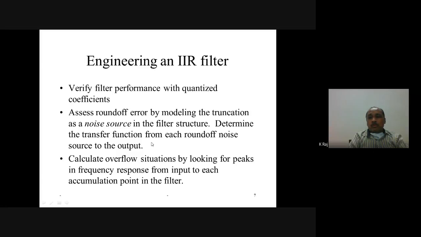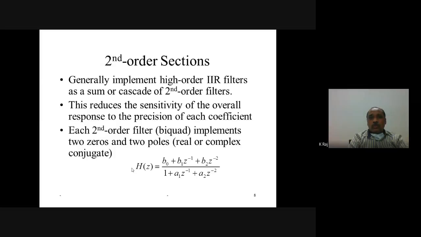Now calculate the overflow situation by looking for peaks in the frequency response from the input to each accumulation point in the filter. So due to the quantization, errors will take place, and we have to analyze the effect of these errors. For this purpose, we have to assess the round-off errors, and we have to calculate the overflow situation due to the quantization.